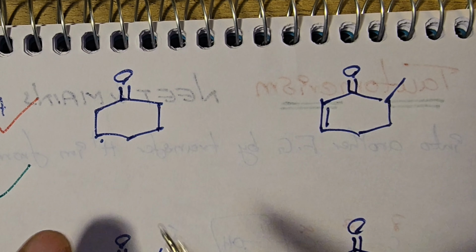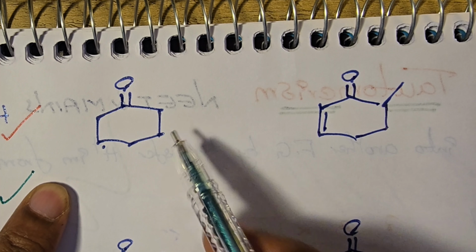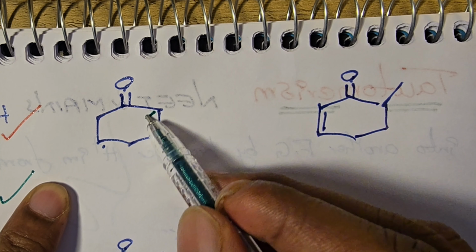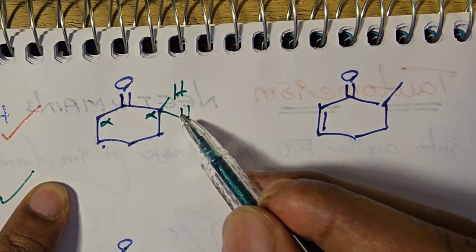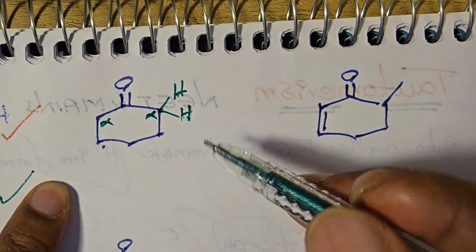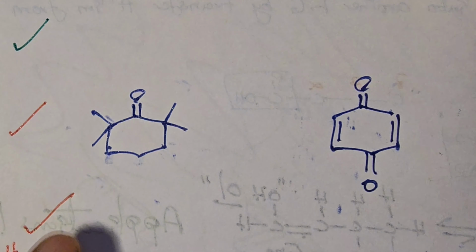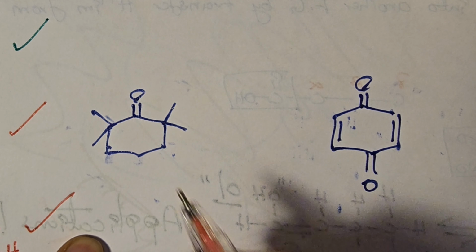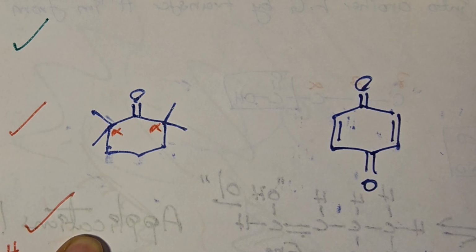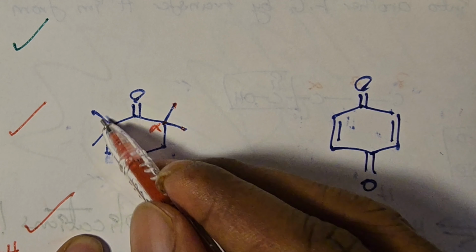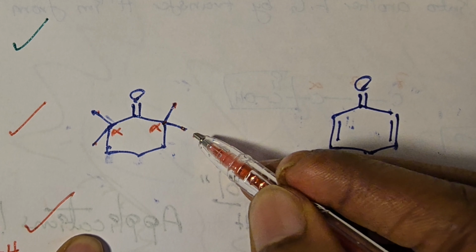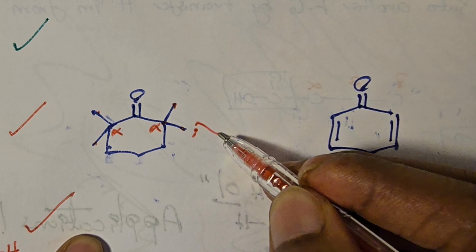Next, observe here. This is cyclohexanone. This is alpha carbon. Here the alpha hydrogens are available. So this molecule shows tautomerism. Next molecule, observe here. Here this is alpha carbon. Hydrogen is not available. Methyl groups are connected. So this is not showing the tautomerism.